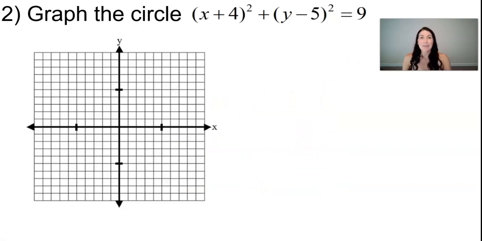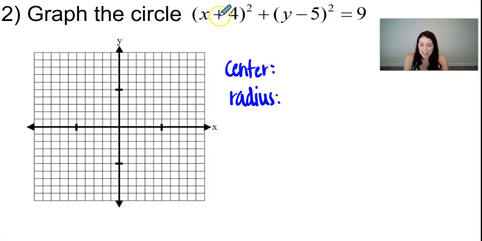Here's our next example. This time we are given the equation and we want to graph the circle. A piece of advice: I would first write out what is the center and what is the radius, and that's going to help you when you go to graph it. When we write out the center, remember it's x minus h, and here we have a +4. So if in our equation this shows up as a positive, that must mean our h value is negative. And then for the y coordinate of the center, y minus k, so k must be 5.